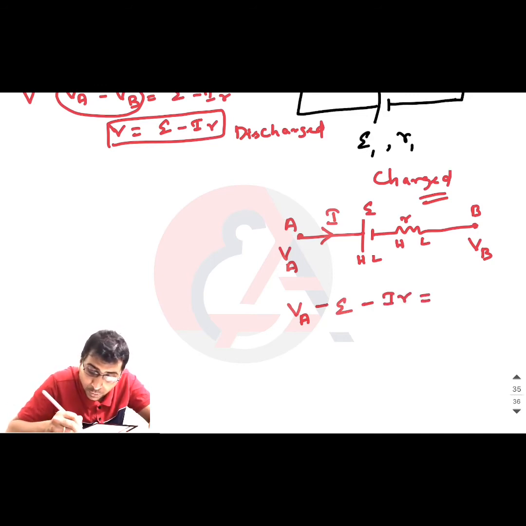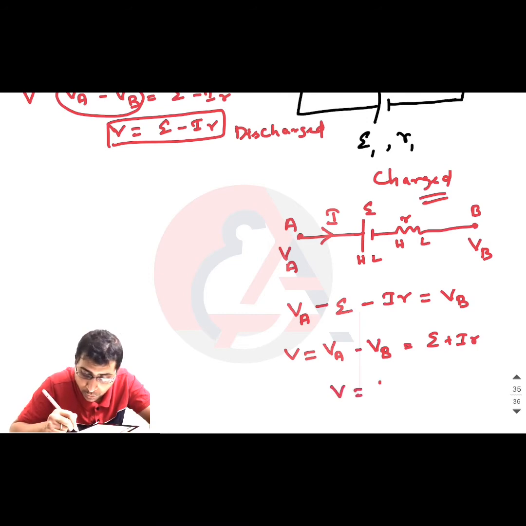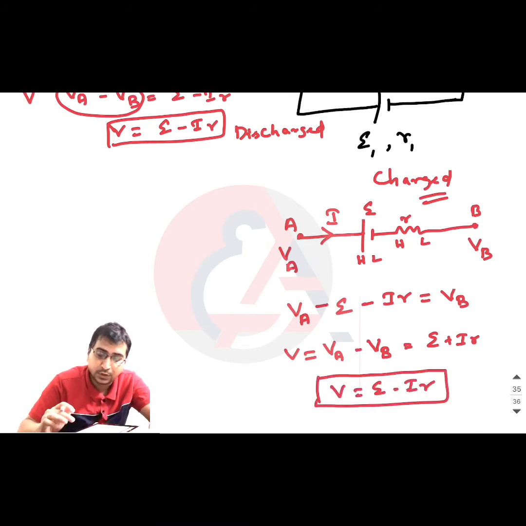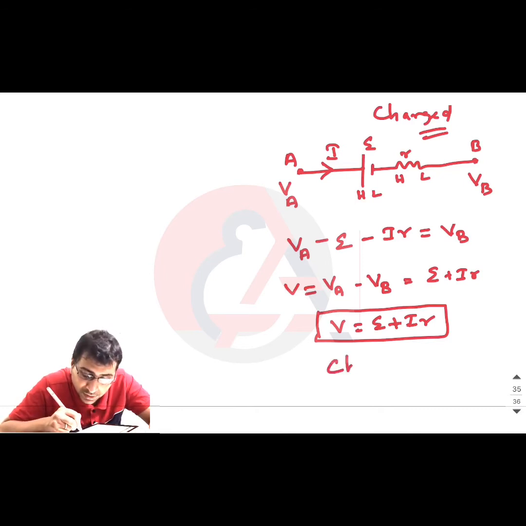This will be equal to the energy that is left out at point B. So when you rearrange this equation, VA minus VB will be equal to E plus IR. So this is the terminal potential difference across the cell. So V is equal to E minus IR is going to be the formula for the relation between the potential difference and EMF when the cell is discharging, and E plus IR will be the formula for the relation between potential difference and EMF when the cell is getting charged.